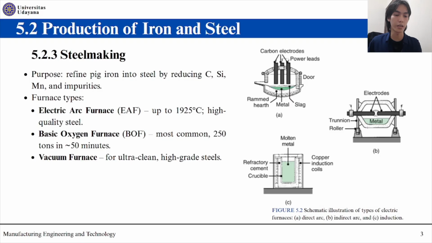Okay. Next is steel making. The goal of steel making is to refine pig iron into steel by reducing excess elements such as carbon, silicon, and manganese. We have the electric arc furnace, or you can say EAF, and we have the basic oxygen furnace. This basic oxygen furnace is blown with oxygen. It needs oxygen. You can say BOF, and the last one is the vacuum furnace.